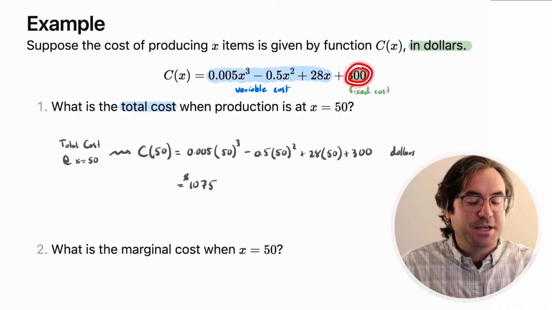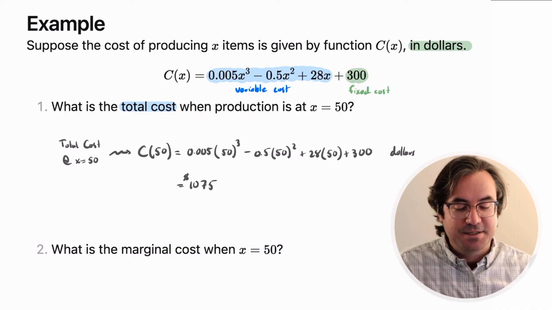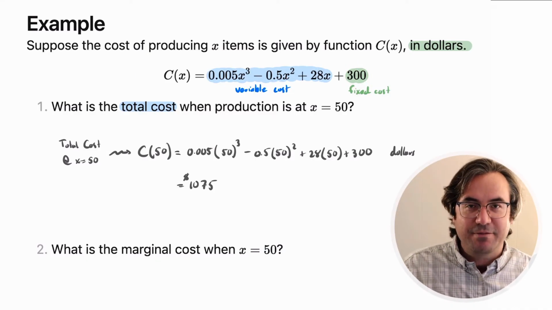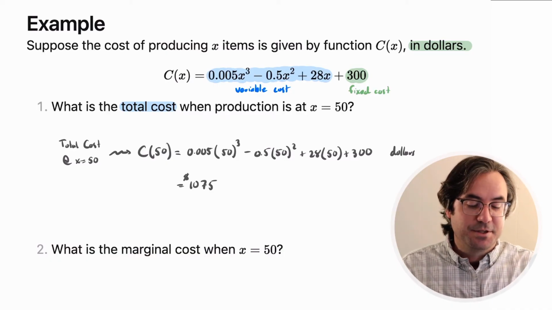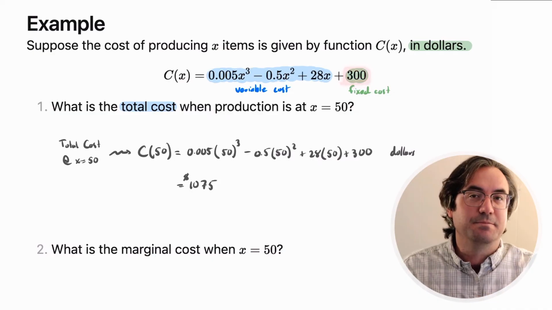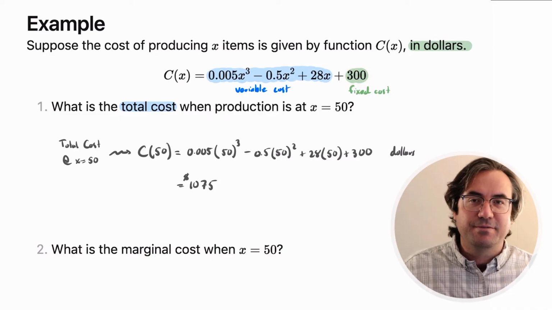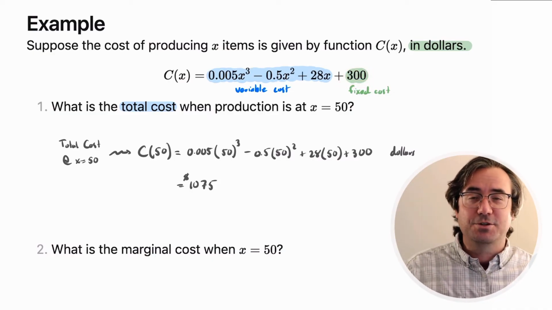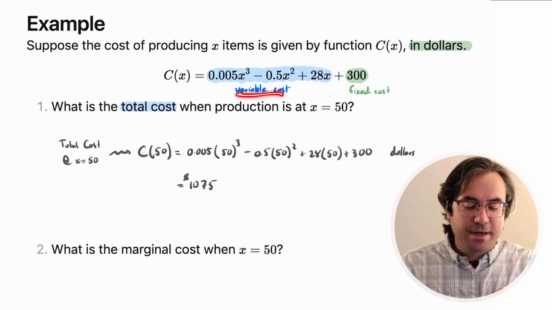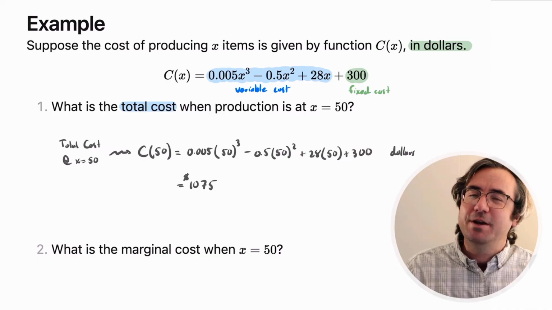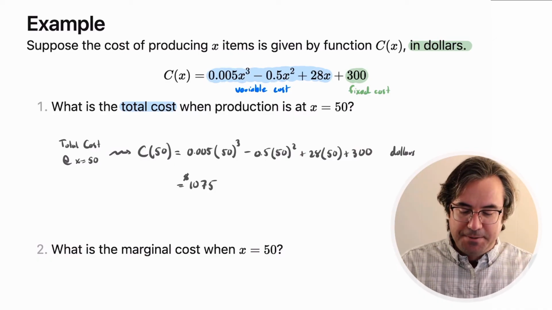An interpretation for fixed cost is this is how much money we have to pay before we start manufacturing anything. So this would be things like buildings and machinery, things you have to have in place before you actually start the production. Not really necessary for this example, but an interesting thing to note.